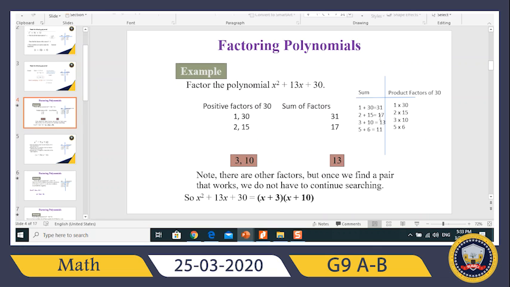I will see which of these answers, of the four answers I got, is the same as the middle term, the second term of this expression, 13. So I look at the first, second, third, the third. What are the factors whose sum is 13? 3 and 10. So I will put here 3 and I will put here 10. It's very easy. Let's take another example.